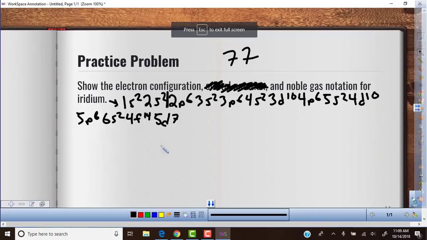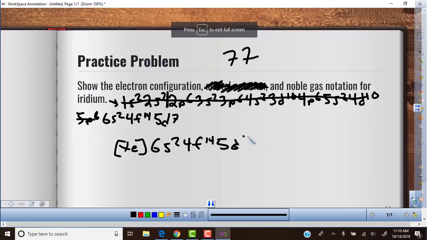Now, the next thing we're going to take a look at is our noble gas notation. So if we go back from Iridium, we look at the last noble gas. The last noble gas we passed is xenon. So we're going to write xenon in brackets, and that represents the notation all the way up to this right here. So at the end of 5p6, that's where we get to xenon. So now all we do is we just write what's left. 6s2, 4f14, 5d7. And life is good, okay? So the noble gas notation makes writing this a heck of a lot easier than what it would without it.